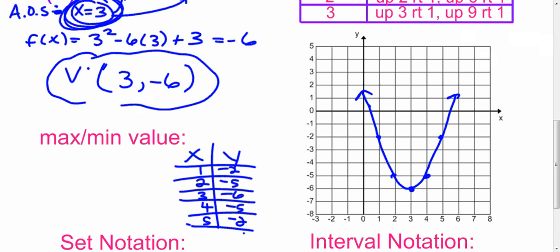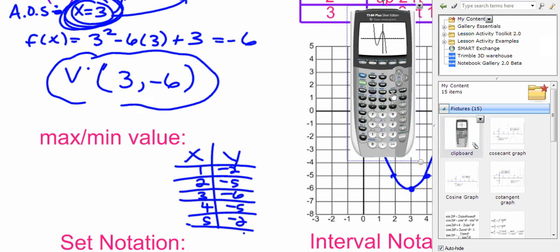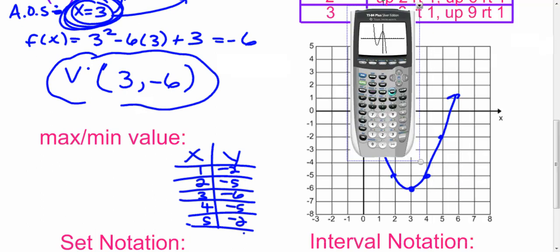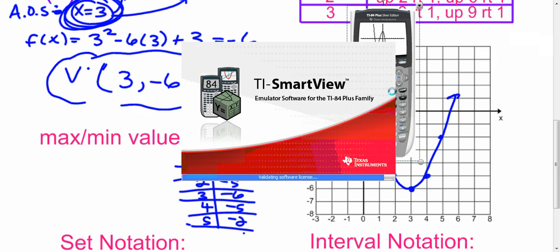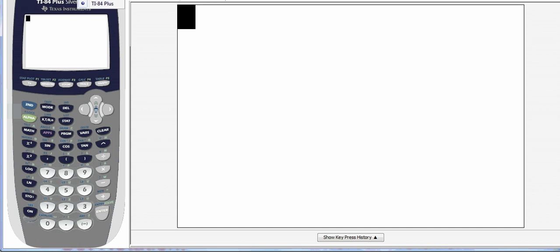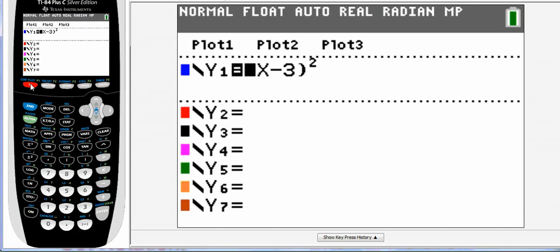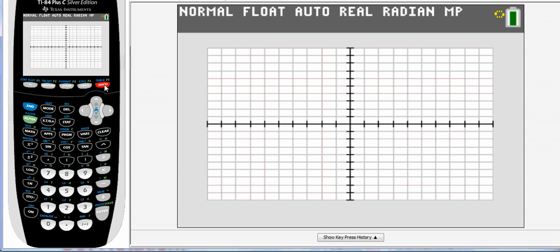The other thing you could do is you could use your calculator to help you get some points. When you put this into your calculator, you can go right to the y equals key. Okay, and my function in this case was x squared minus 6x plus 3. And I can go ahead and graph it if I want to check to make sure that it looks right. So that's one thing I can do.